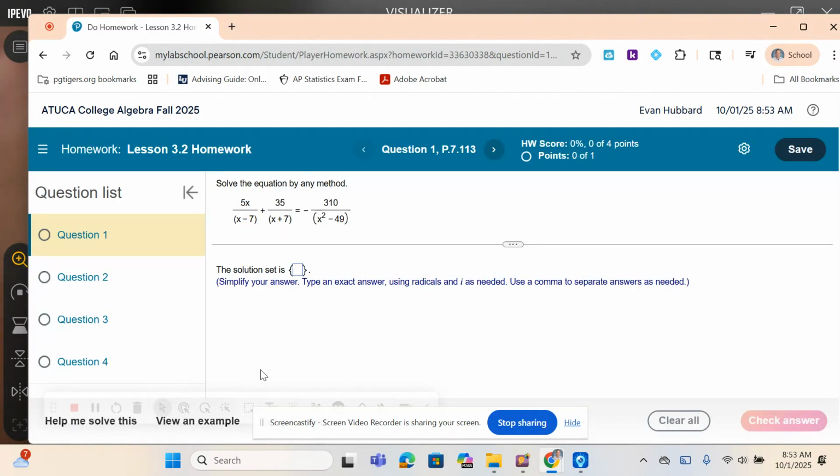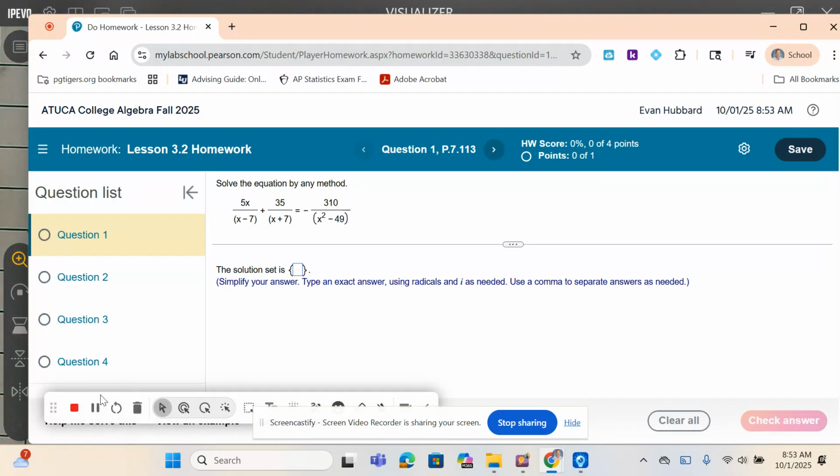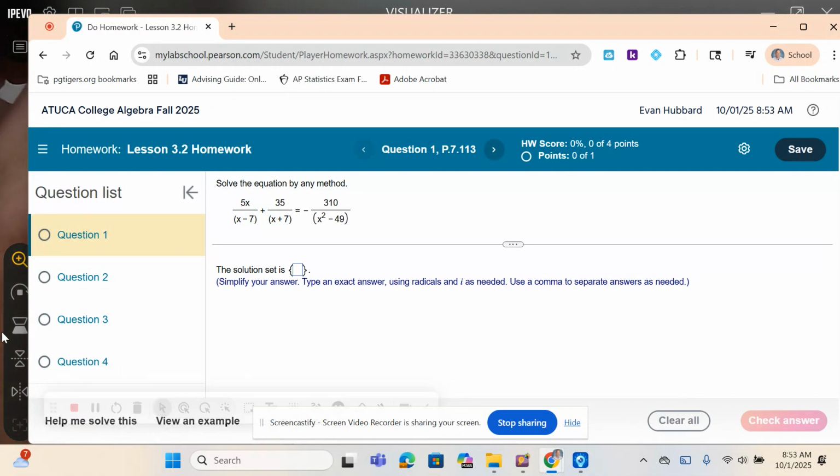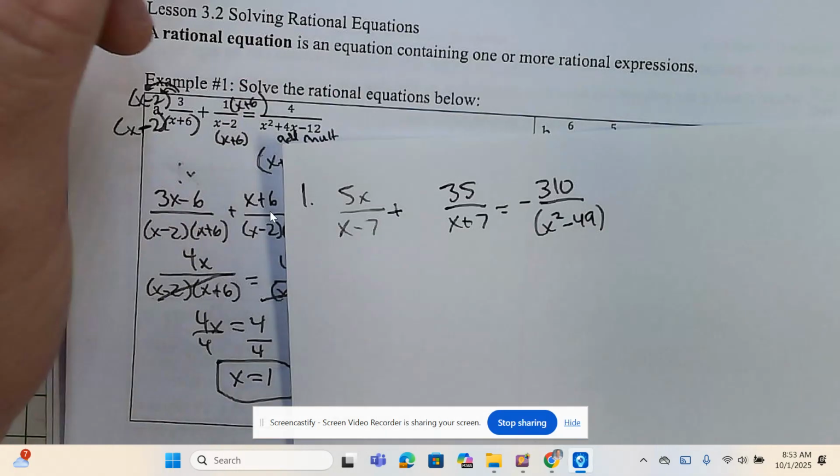Okay, we've got 5x divided by x minus 7 plus, I'm going to put some space in between these, 35 divided by x plus 7 equals negative, that could be a mess, 310 divided by x squared minus 49. Okay, so I'm going to write the problem down.